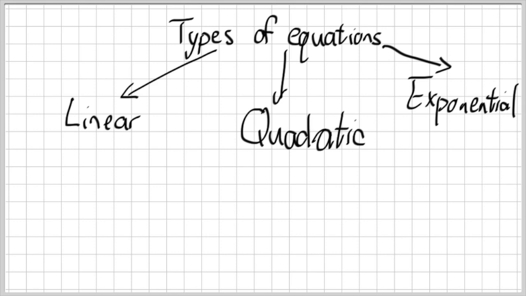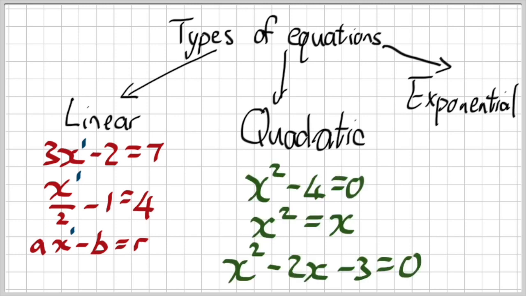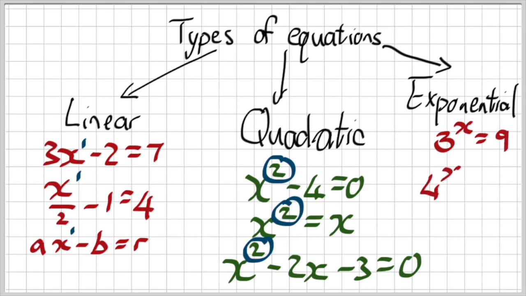So when we look at linear equations, our approach is going to be completely different from trying to solve a quadratic or an exponential. So when we talk about linear equations, here are three of them. What do they have in common? They all have a power of 1. But what about quadratic equations? Well, quadratic equations look like that. What do those three have in common? They all have a highest power of 2. Last but definitely not least is your exponential. Your exponential equation, the x is in the exponent.